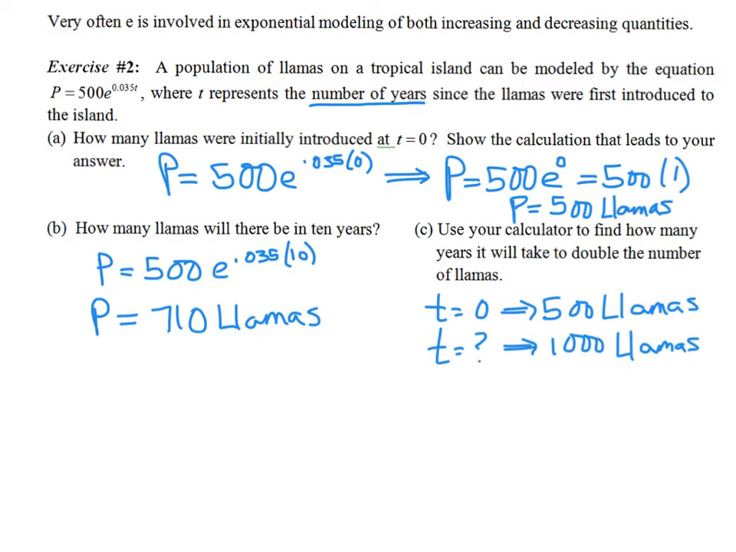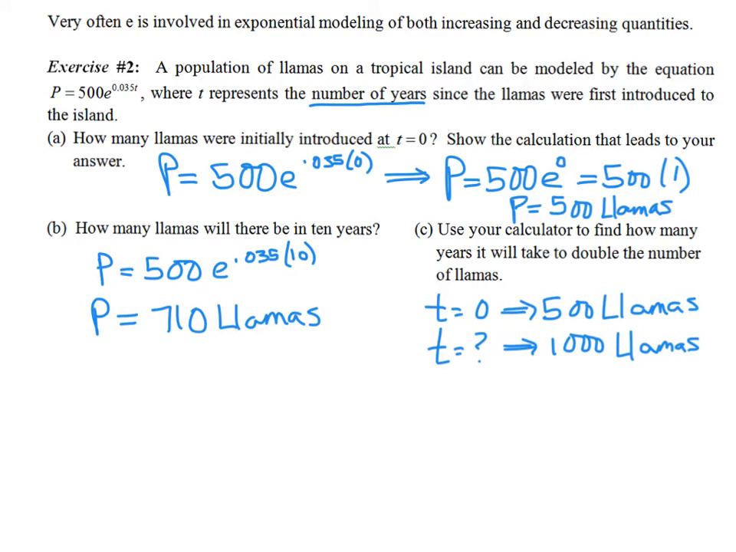Now make sure that you adjust your window on your calculator. So when you do that, we have to make my y value go over 1,000. I made mine go to 1,200. For the x's, I'm talking about number of years, so I made my x start at 0 and go to about 30 to see how many years it's going to take to get 1,000 llamas.